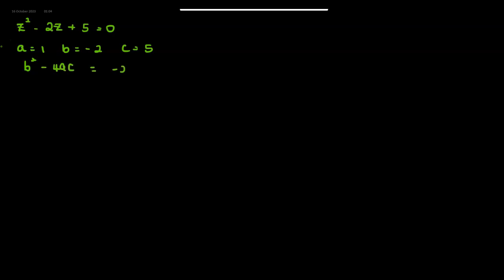that is equal to minus 2 to b squared minus 4 by 1 by 5. And that is equal to 4 minus 20, which will give us negative 16, which is less than 0. And what we know from the above maths is that if b squared minus 4ac is less than 0, the roots are imaginary.